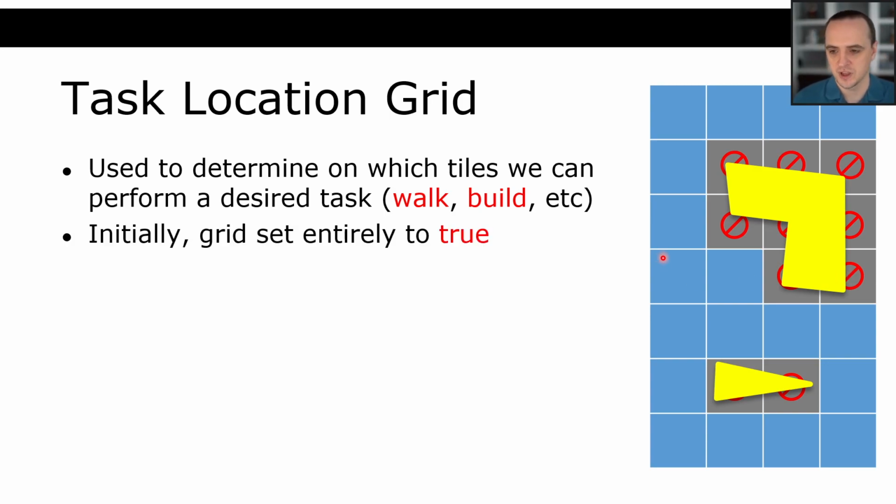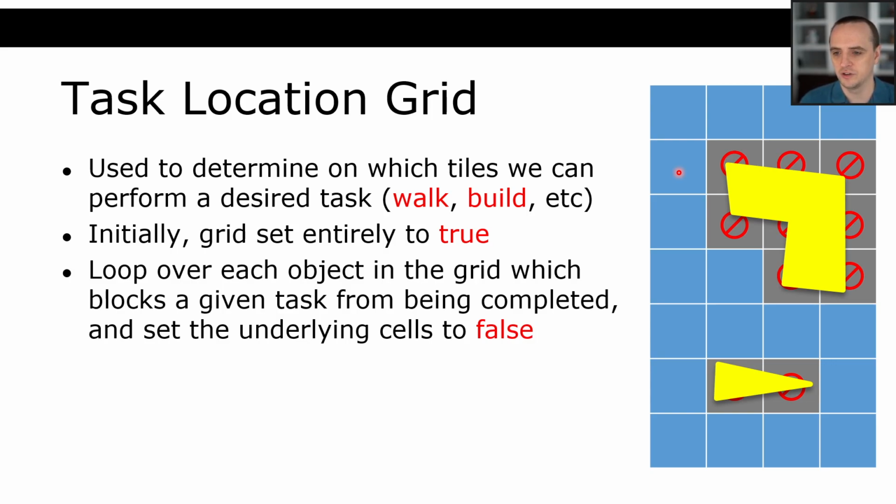So initially, this entire grid is going to be set to true, okay? So we can do anything anywhere. And then what we're going to do is loop over each object in the grid which blocks a given task from being completed, and then set the underlying cells to false. So for every entity in our game, if this is like a blocker, like a big rock in our environment, then we would compute which of the cells this thing overlapped, okay? And then we would turn those cells to false in our task location specification.